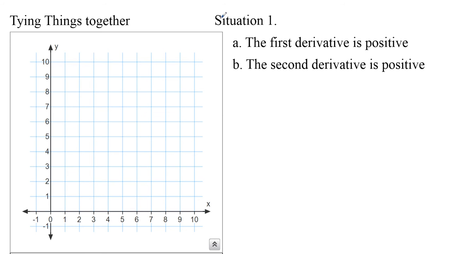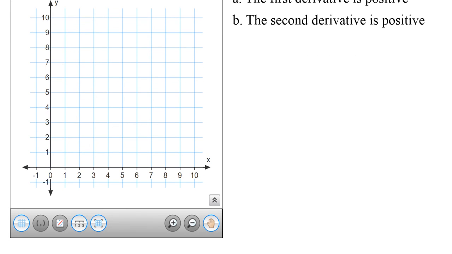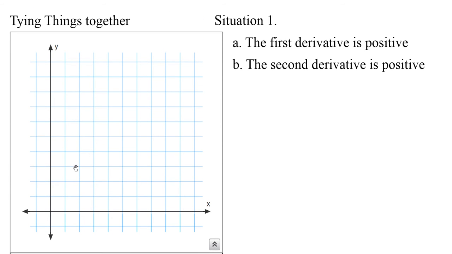So here's my first situation. If the first derivative is positive, and then the second derivative is positive over some interval, I want to turn off these numbers because I don't care about the numbers. So just over some interval, we'll call it A here, we'll call it B here, draw a section of a curve where the first derivative would be positive and the second derivative would also be positive. So pause and draw.